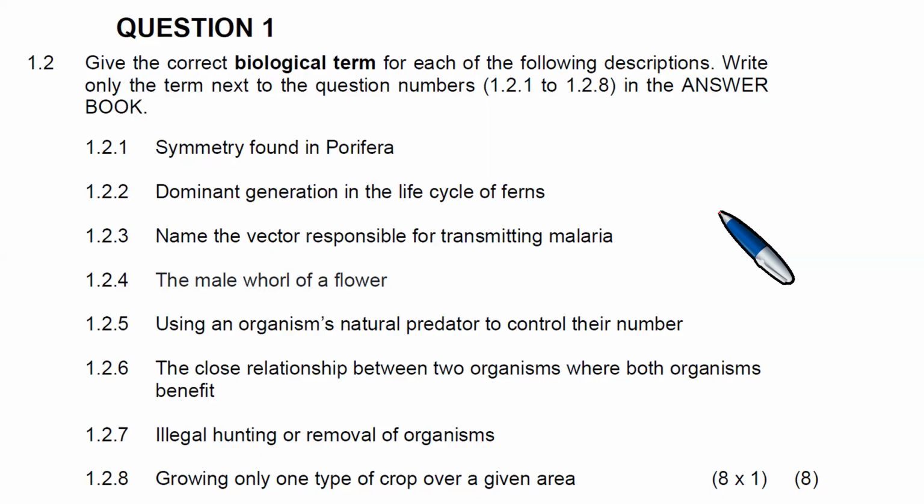You must be able to give the correct biological term for each of the following descriptions. You must be able to write only the term next to the correct question numbers. So, for example, in the answer book, for 1.2.1 to 1.2.8, symmetry found in porifera.